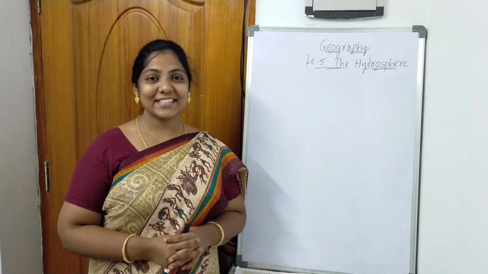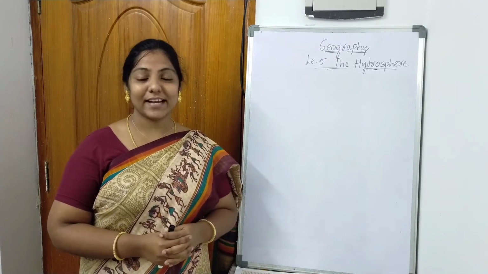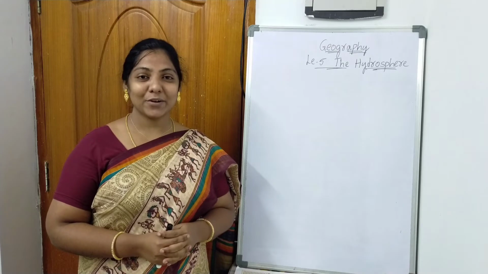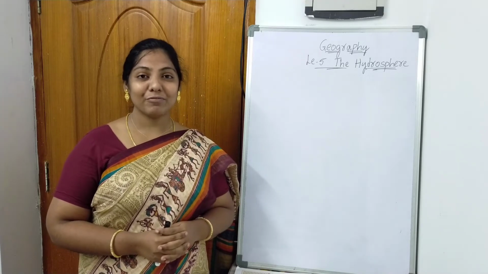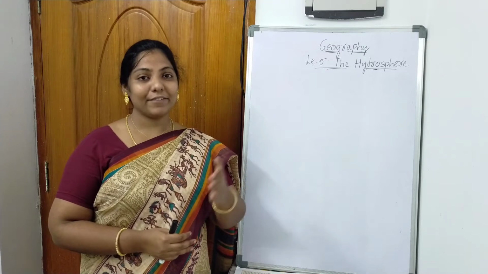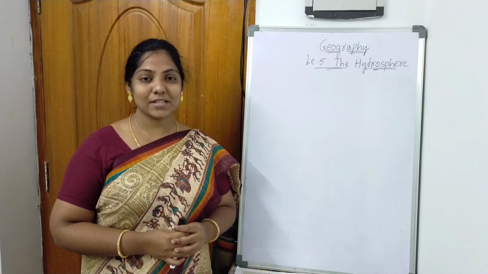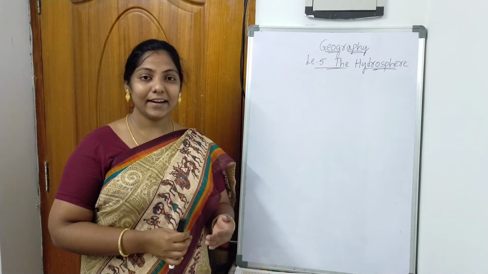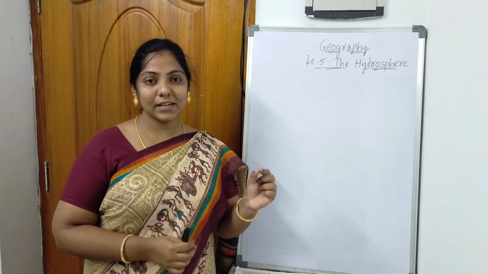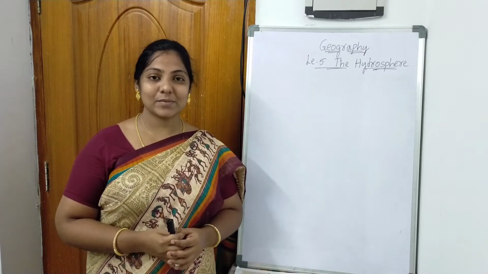So today let us learn about the hydrosphere. It is lesson 5 in geography, the hydrosphere. So what is hydrosphere? The amount of water that is there on the earth, in the air and everywhere, that is called as hydrosphere. The water that is present on land, in air and wherever, even a single drop of water from a large ocean, we call it as hydrosphere.